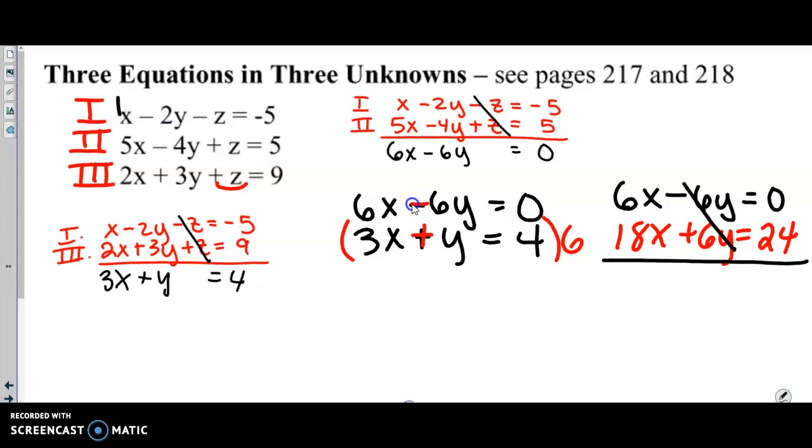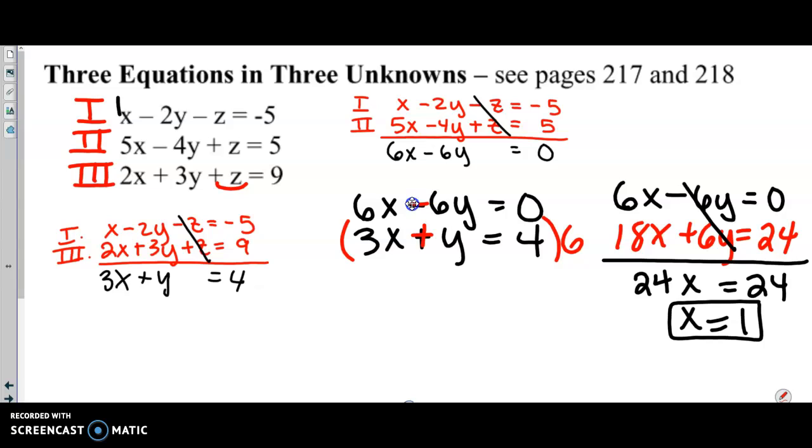Eliminate y, and we get 24x equals 24, so x equals 1. Alright, I eliminated y. You could have eliminated x, that's fine.